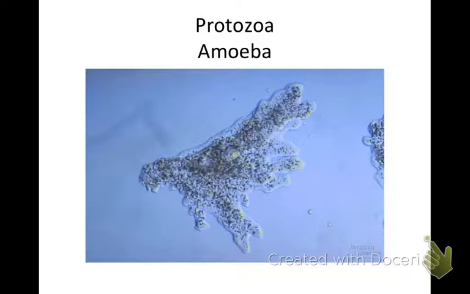Alright, and then we have animal-like protists. These are probably my favorite ones. This is one of my favorite ones, an amoeba. We've been watching the Amoeba Sisters. This is what a real amoeba looks like. It looks like a splat hand that was thrown on the wall.